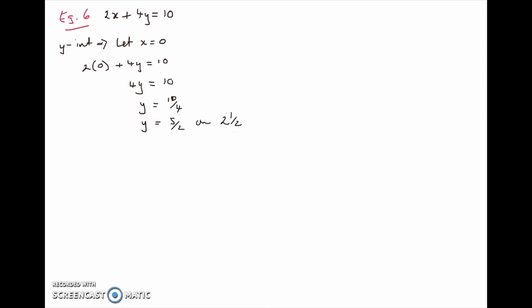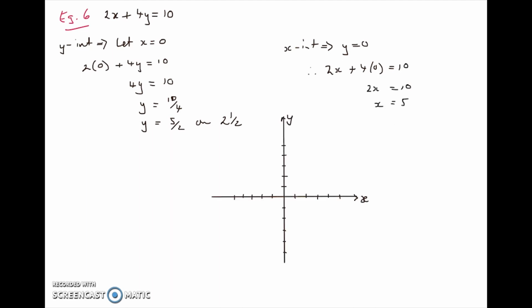We approach it the same way for finding the x-intercept. We let y equal to 0, and then substitute into the equation. So 2x plus 4 times 0 is equal to 10. It's going to simplify to 2x equals 10. Divide by 2, x is equal to 5. So that's our x-intercept.